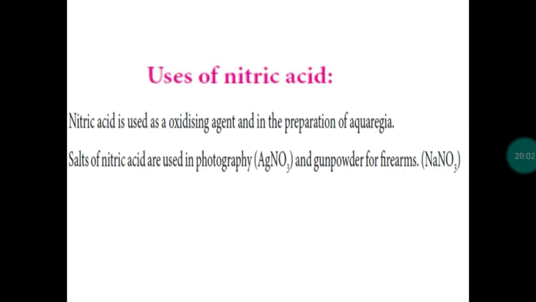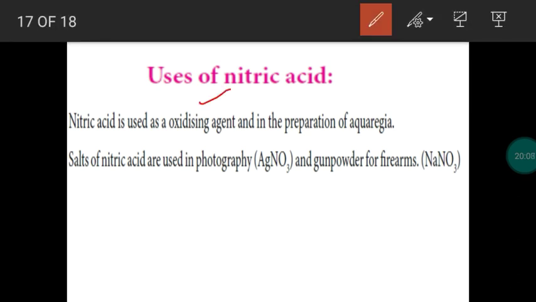So with this, the properties of nitric acid is over. Next, uses. As we know, nitric acid is a very good oxidizing agent, and it is used for preparing aqua regia. One more question. Aqua regia is the mixture of concentrated hydrochloric acid 3 parts and concentrated nitric acid 1 part. So we take concentrated hydrochloric acid and nitric acid in 3:1 ratio. So this mixture is called what? Aqua regia. Okay. Then nitric acid is used to prepare silver nitrate and sodium nitrate.